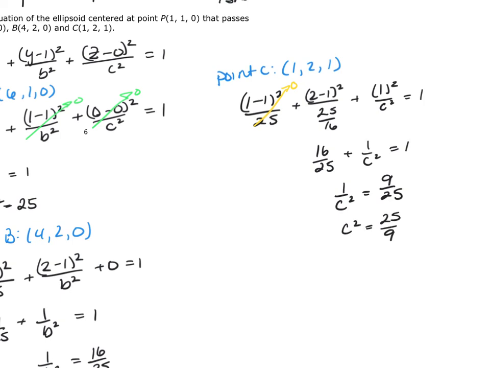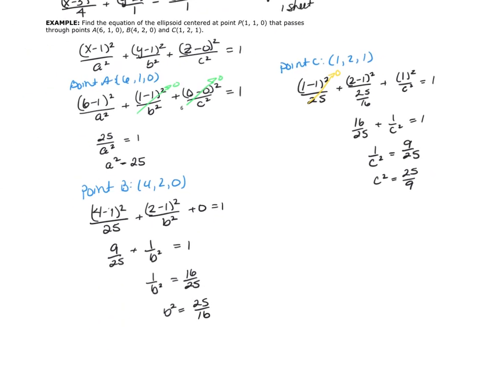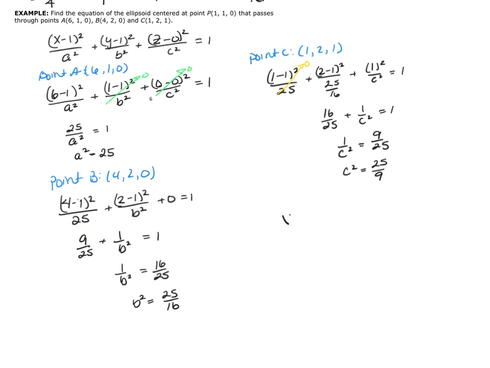Now I'm finally ready to give my full equation in standard form, which is x minus 1, the quantity squared, over 25, plus y minus 1, the quantity squared, over 25 sixteenths, and then plus z squared over 25/9 is equal to 1. And that's it for this section.